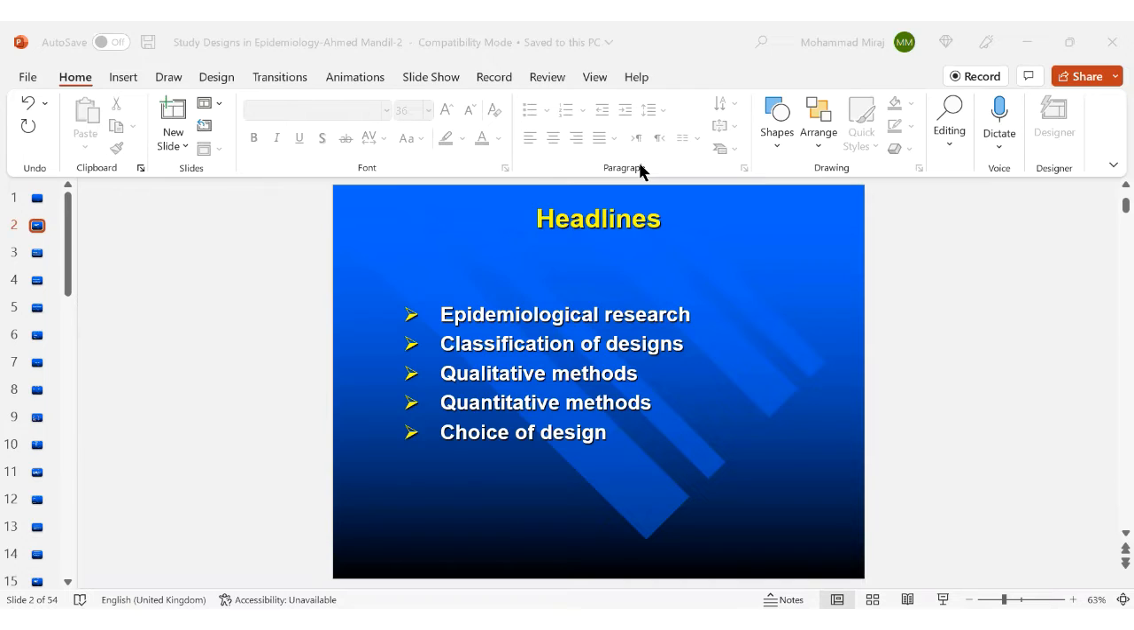Okay, and then what is the classification of designs? What are the qualitative methods? What are the quantitative methods? And what is the choice of the various designs?